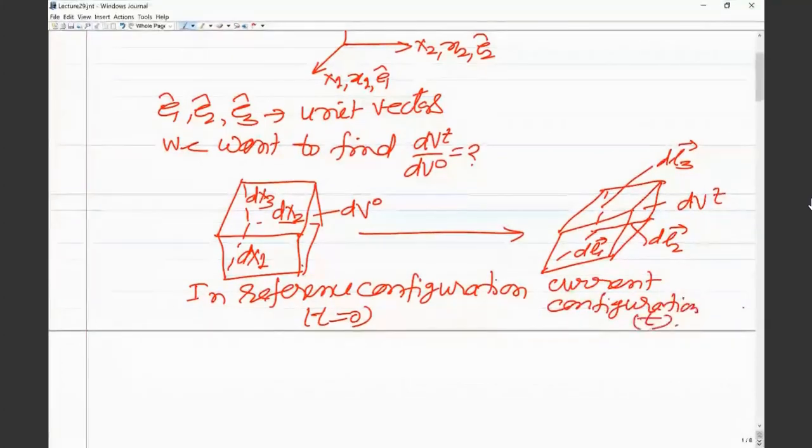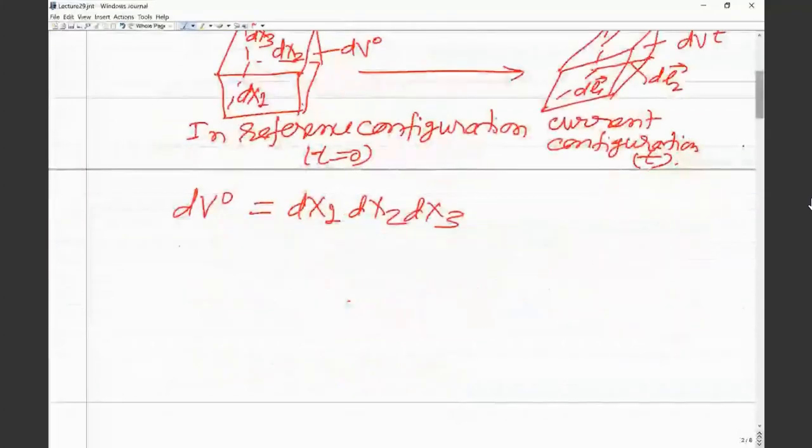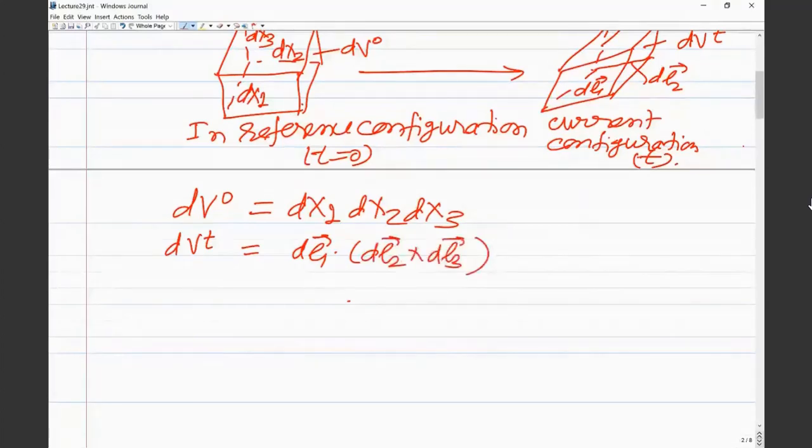Now if you look at dV naught, because in the reference configuration we have basically a cuboid, the volume dV naught is simply going to be dx1 into dx2 into dx3. And in the deformed, current configuration, that volume can be written as a scalar triple product. So we have vector dl1 dot vector dl2 cross vector dl3. That will give you the current volume.